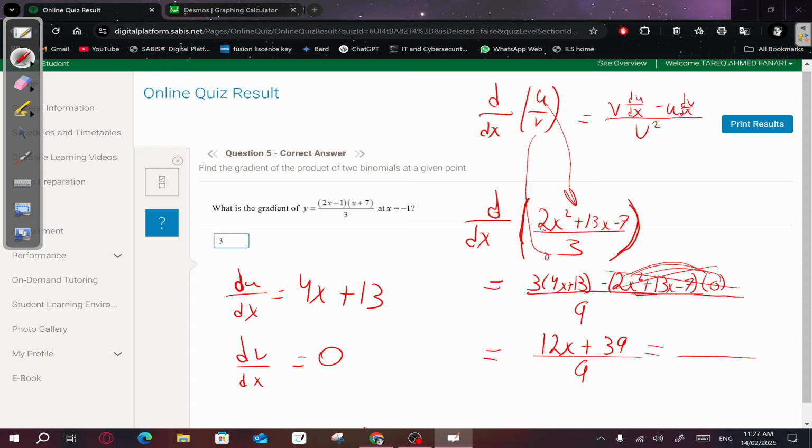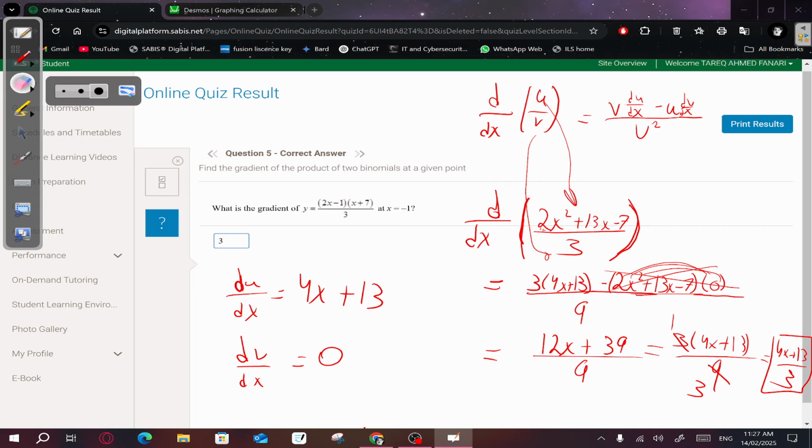However, you can factor it out. You can factor 3 out because this is all multiplicative by 3. So 4x plus 13 over 9. Basically, take it to the original form. Divide this by 3 here, divide this by 3. So it's going to be 4x plus 13 over 3. And this is how to differentiate using the quotient rule.